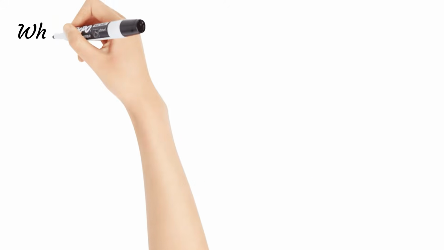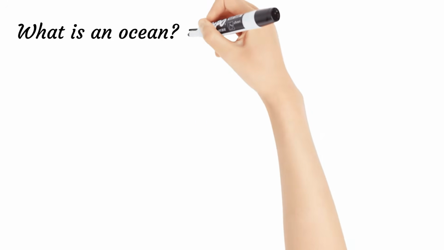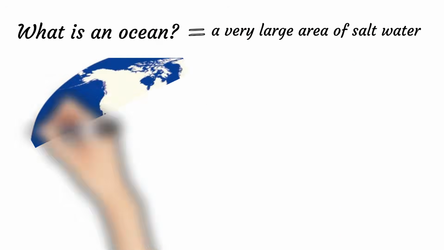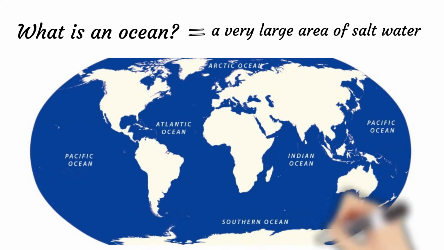What is an ocean? An ocean is a very large area of salt water. Historically, there are 4 named oceans: the Atlantic, Pacific, Indian, and Arctic. However, most countries now recognize the Southern as the 5th ocean. The Pacific, Atlantic, and Indian are the most commonly known. The Pacific is the largest one.